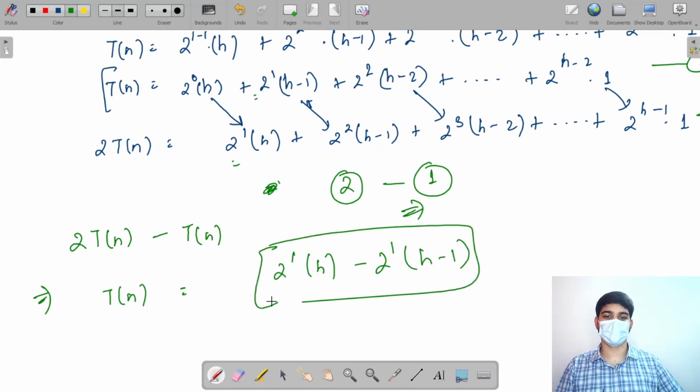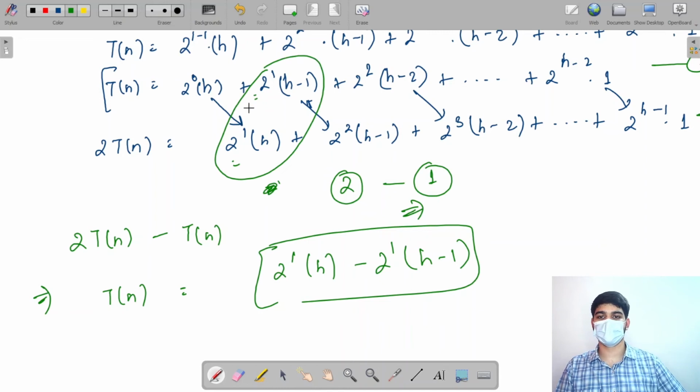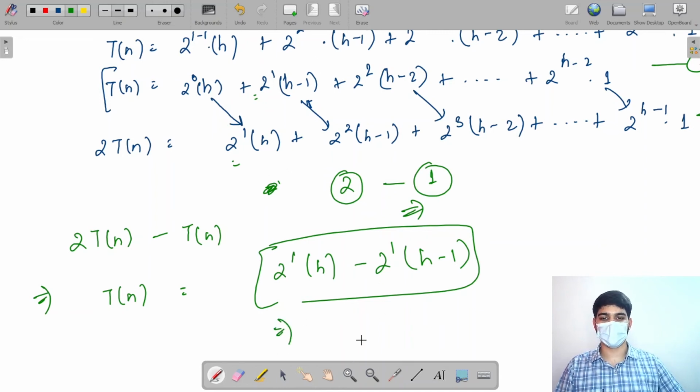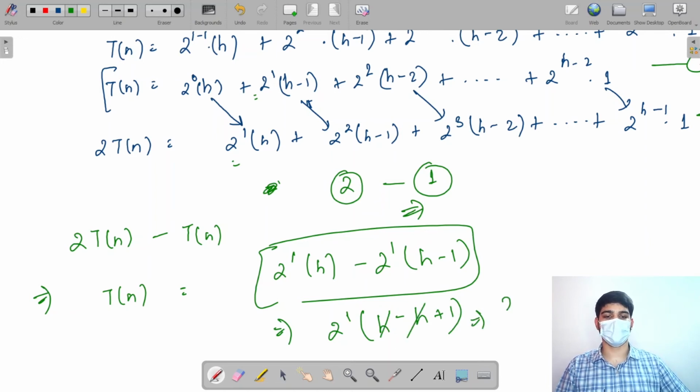This is my first term that I have to solve, these two terms, right? So let's see what I would get. 2 raised to the power h minus 2 raised to the power h+1, right? So what we can do is take 2 raised to the power h as common. Then what we would have is 1 from here minus 2 from here, right? h minus h would be cancelled out. What we would get is 2 raised to the power 1, right?